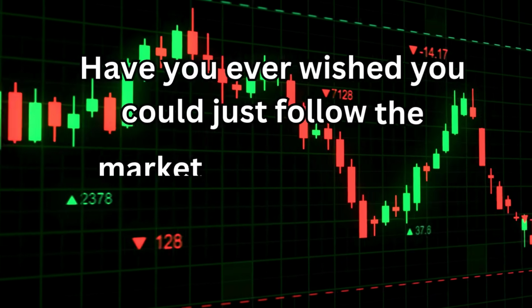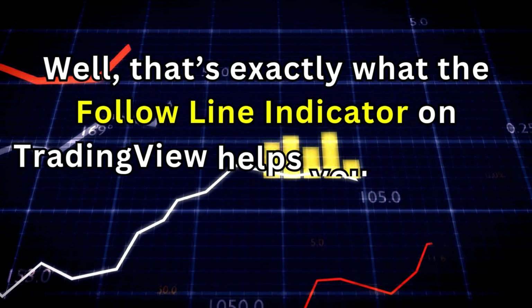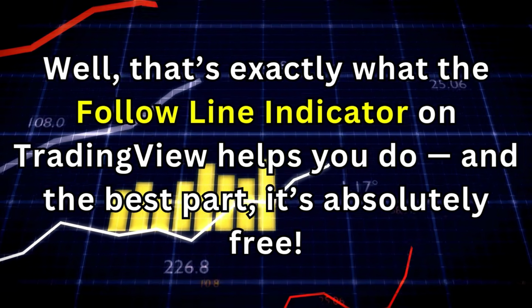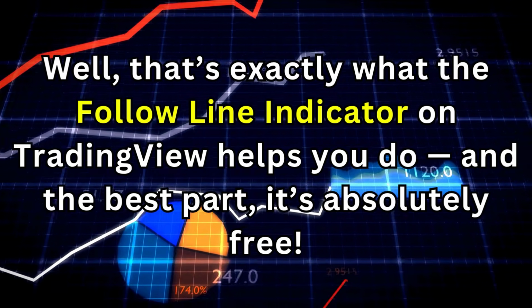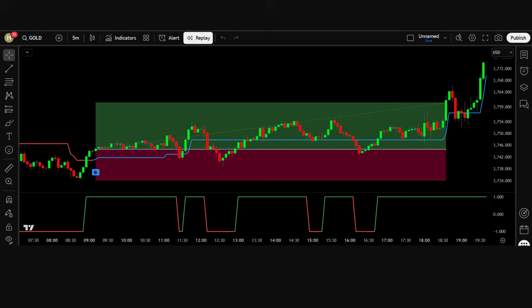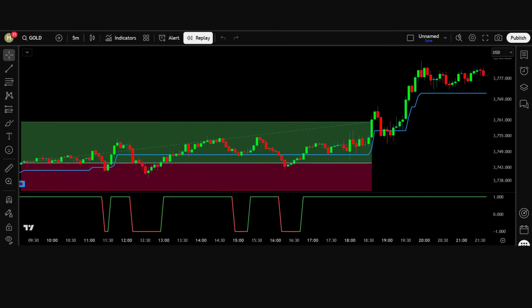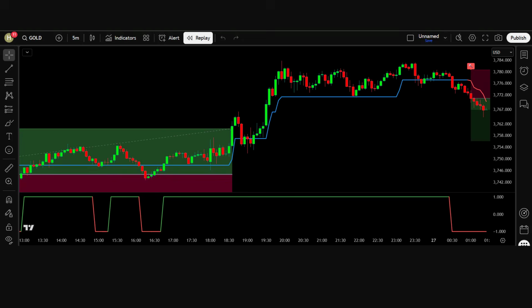Have you ever wished you could just follow the market trend instead of second-guessing every move? Well, that's exactly what the Follow Line indicator on TradingView helps you do, and the best part, it's absolutely free. In this video, we'll break down how the Follow Line indicator works, how to add it to your chart, and most importantly, how to use its signals for smarter entries and exits.